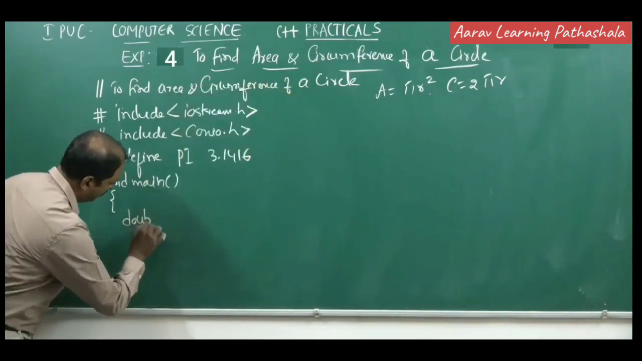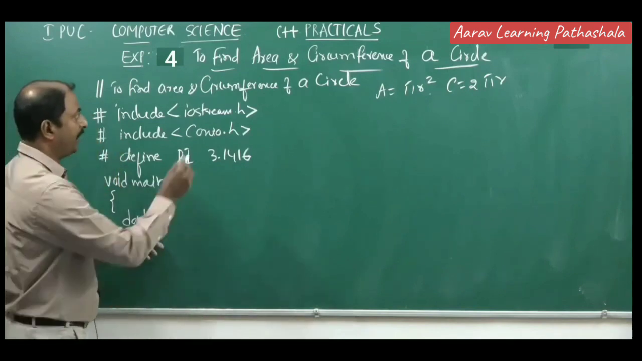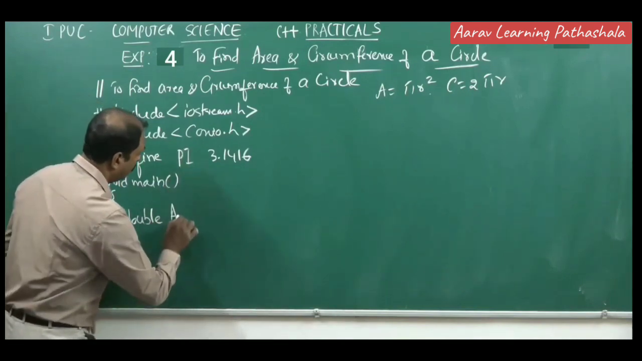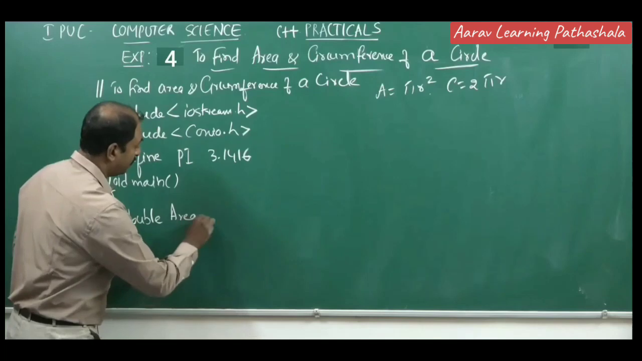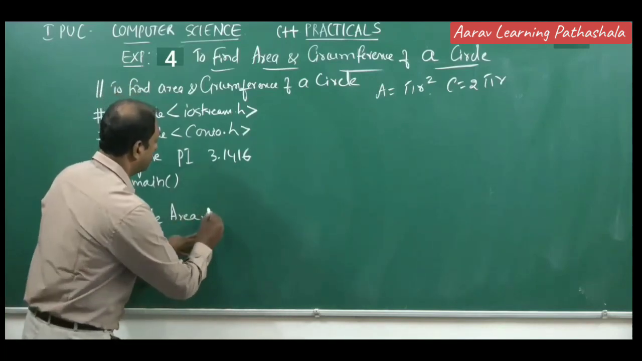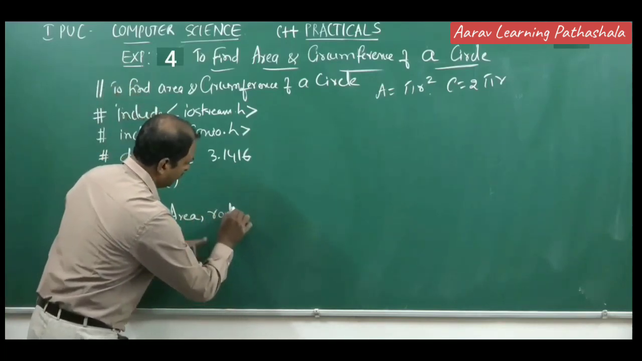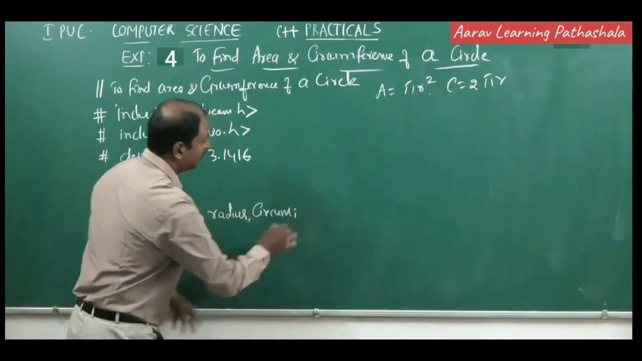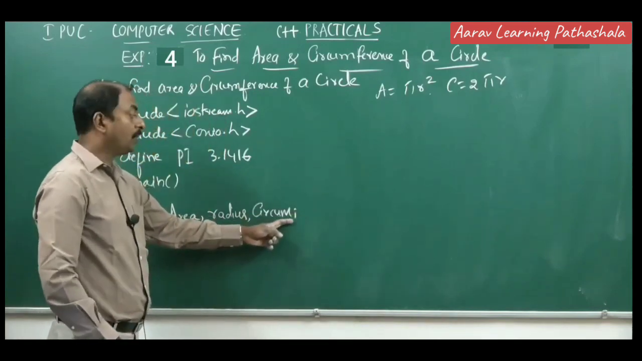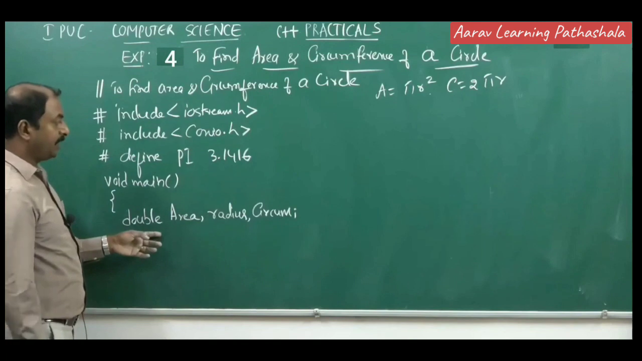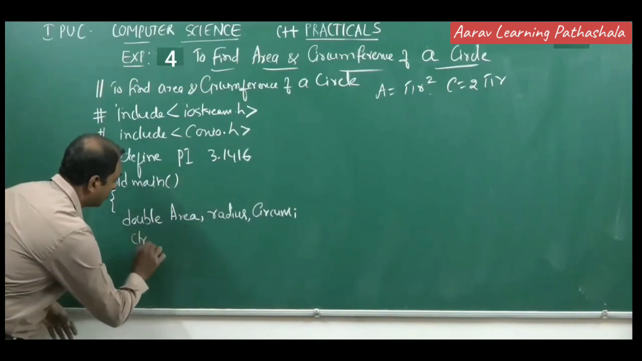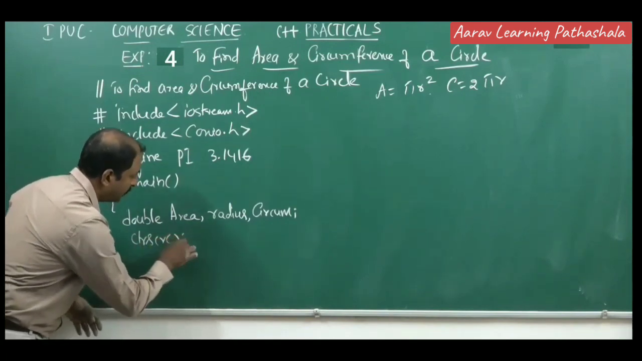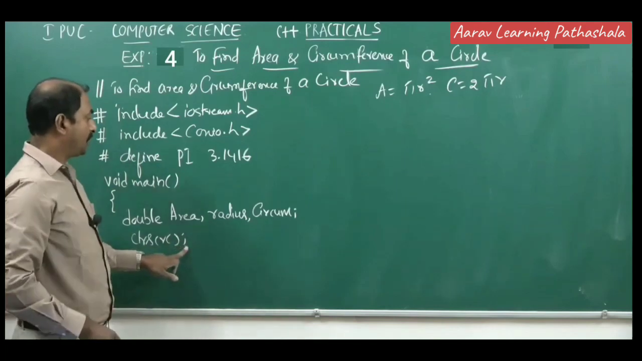Double is a data type. I am using this to store the values of area, and here comma is a delimiter, radius, and circum as a variable to store circumference. After this you can make use of the clrscr function. This is to clear the output screen.